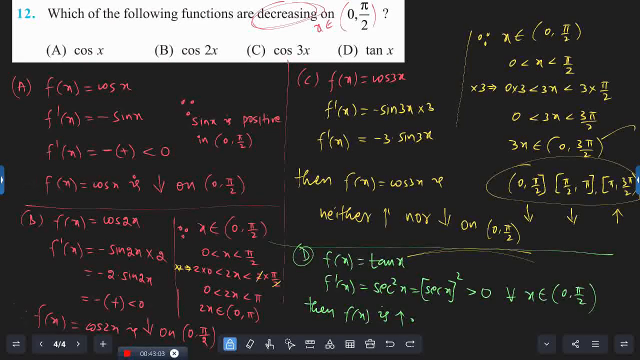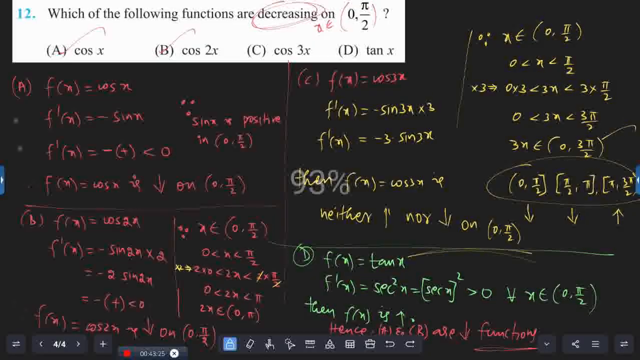Finally, what they asked in the question, they asked only decreasing. Then what is decreasing? A is decreasing, B is decreasing. That's it. Then in the final answer, what you have to write? Hence A and B are decreasing functions. That's it. Okay, this you have to give as your final answer. I hope you understand this. Is it okay?